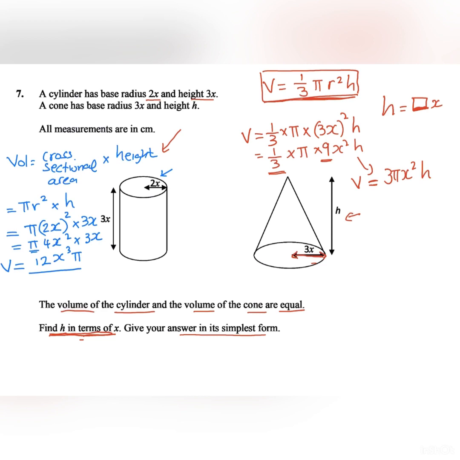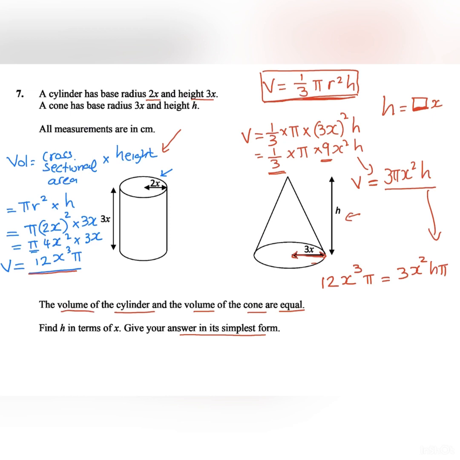Okay, so just reading this part of the question again, it says the volume of the cone and the cylinder is equal. So now I'm going to put this volume and this volume equal to each other. That means forming an equation. So 12x cubed pi equals 3 x squared h pi. That's exactly the same thing as over here, just in a slightly different order.